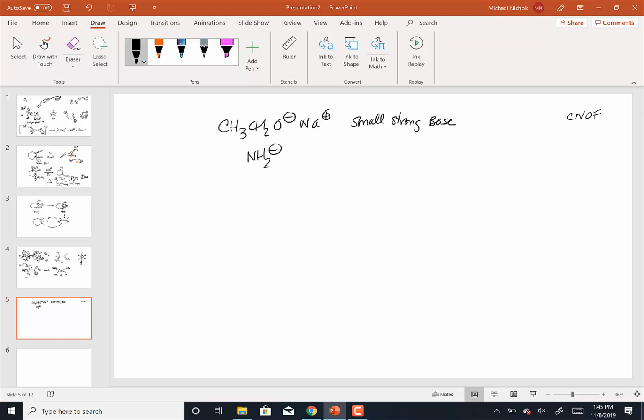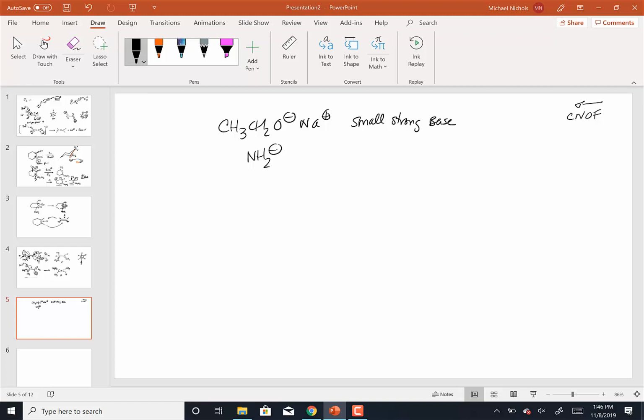So as I'm going from right to left, basicity increases. So an N minus is stronger than an O minus. And there's something about NH2 minus, which is beyond the scope of this course, that makes NH2 minus not be a nucleophile at all. So I like NH2 minus as a strong base because that's all it does. It doesn't act as a nucleophile.